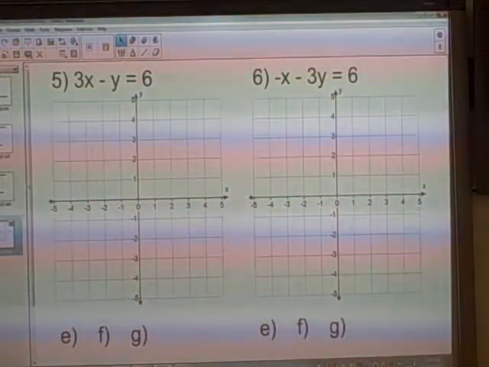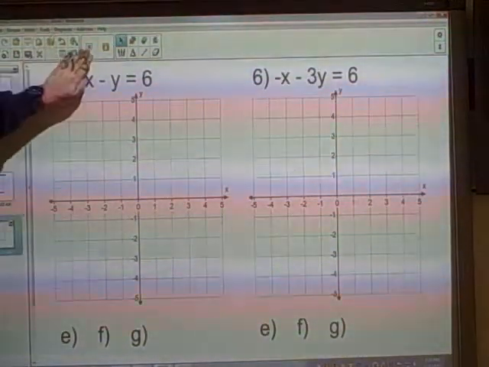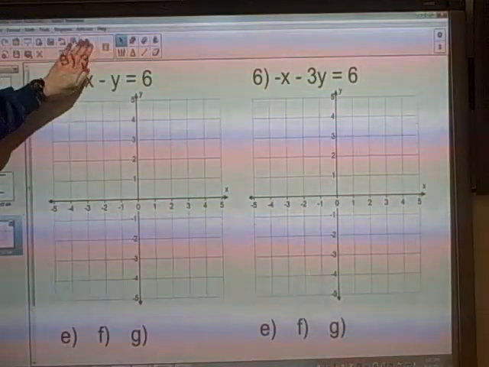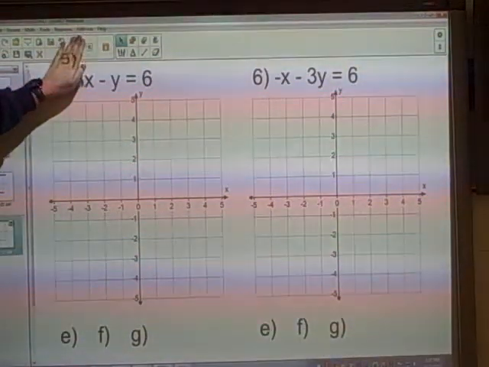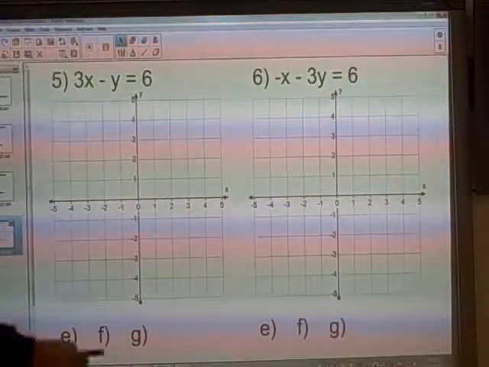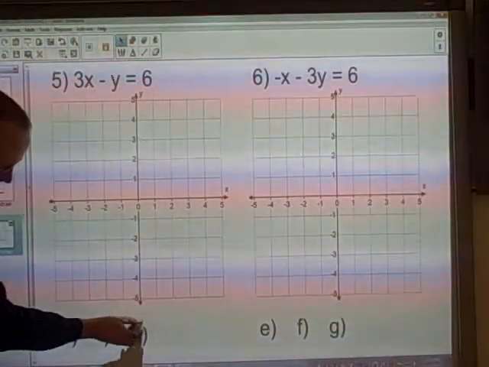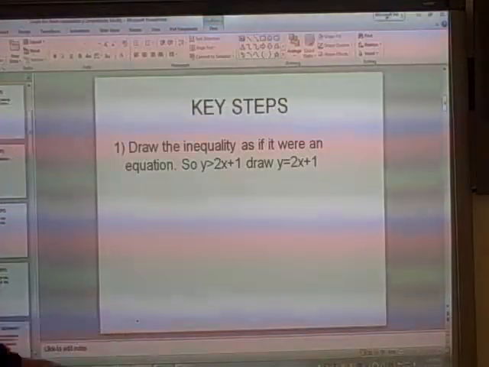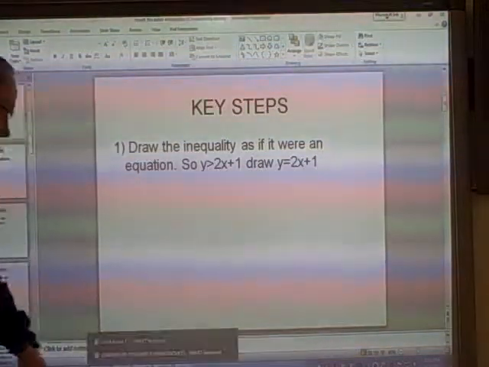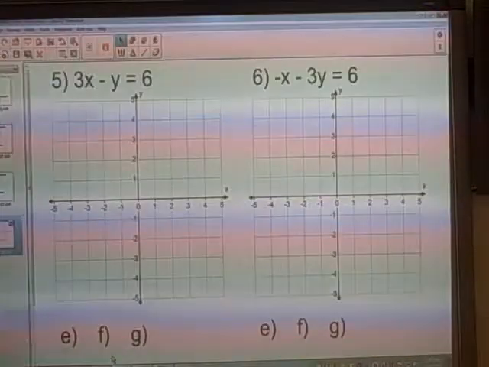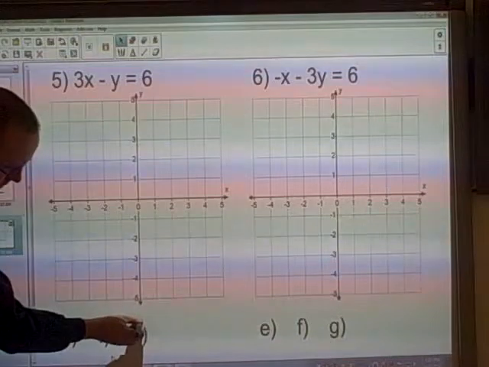3x minus y equals 6. So if I set x equal to 0, I get negative y equals 6. If I divide both sides by negative 1, then I'll get y equals negative 6. So I'd have to plot negative 6, which is just off the bottom of my screen there. Let me get back. Somewhere around here.